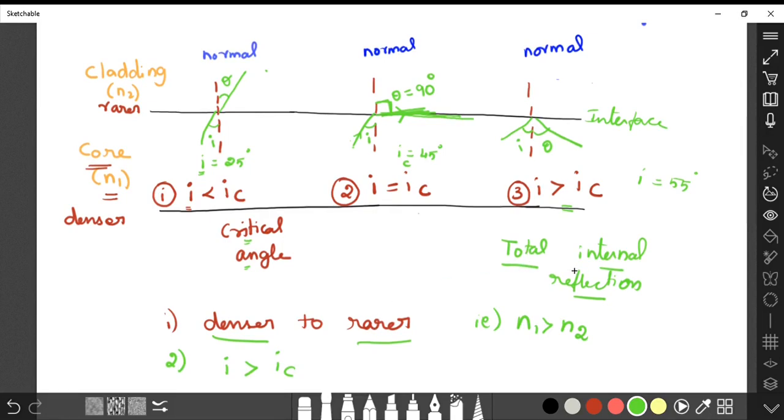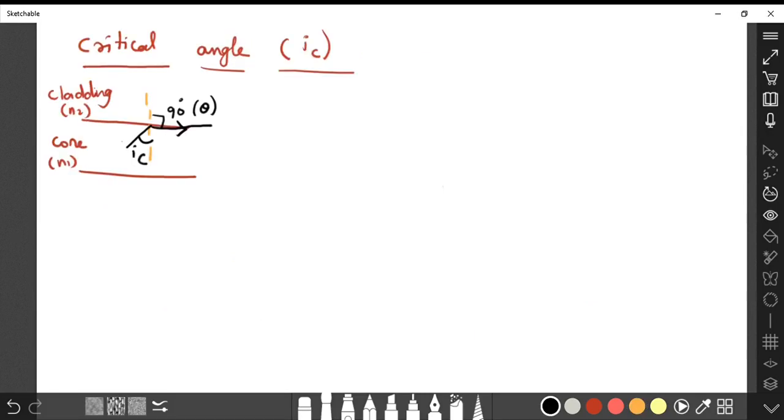Next, I'm going to explain how we can find the value of the critical angle, because only then can we pass the light at angles greater than that. So first we should know the critical angle formula. Let me explain how to find it. Already we know that two mediums are involved: the core medium, whose refractive index is N1, and the cladding medium, whose refractive index is N2. To find the formula for the critical angle, I am going to follow Snell's law.